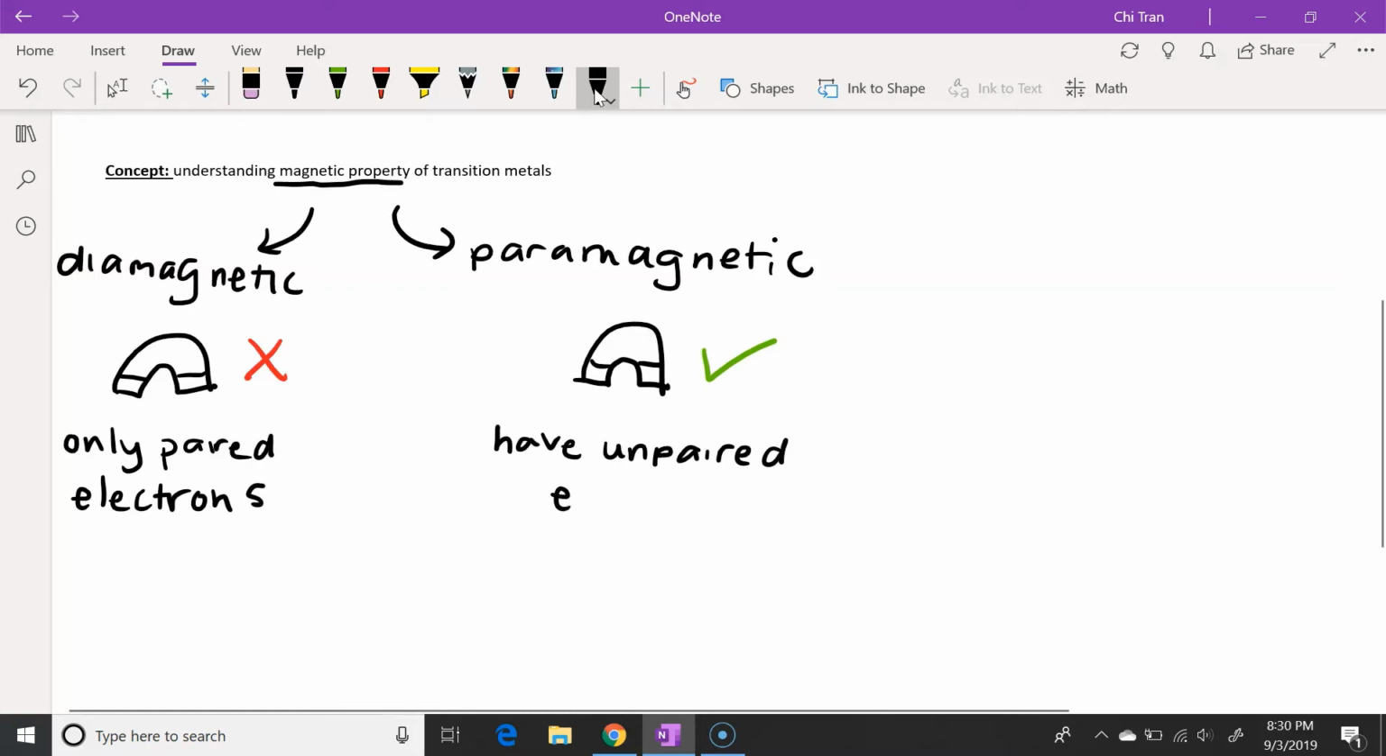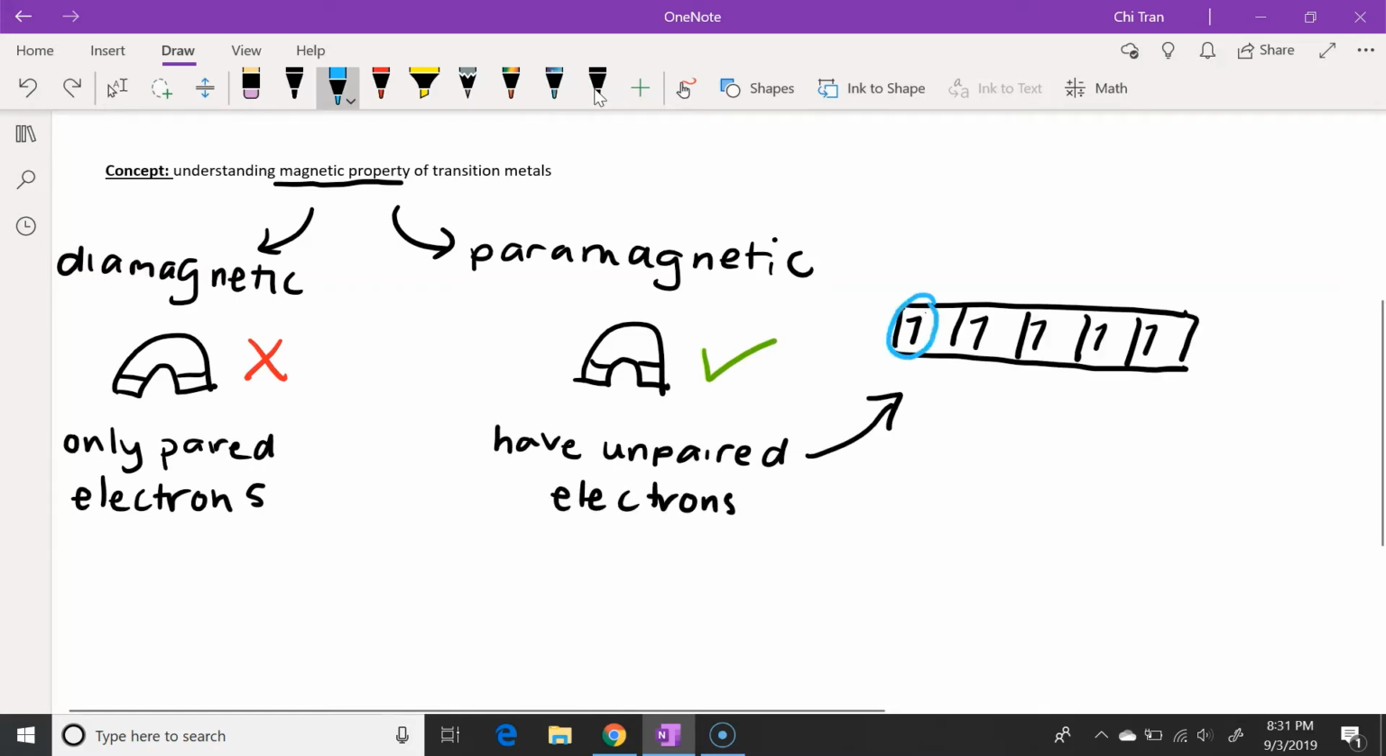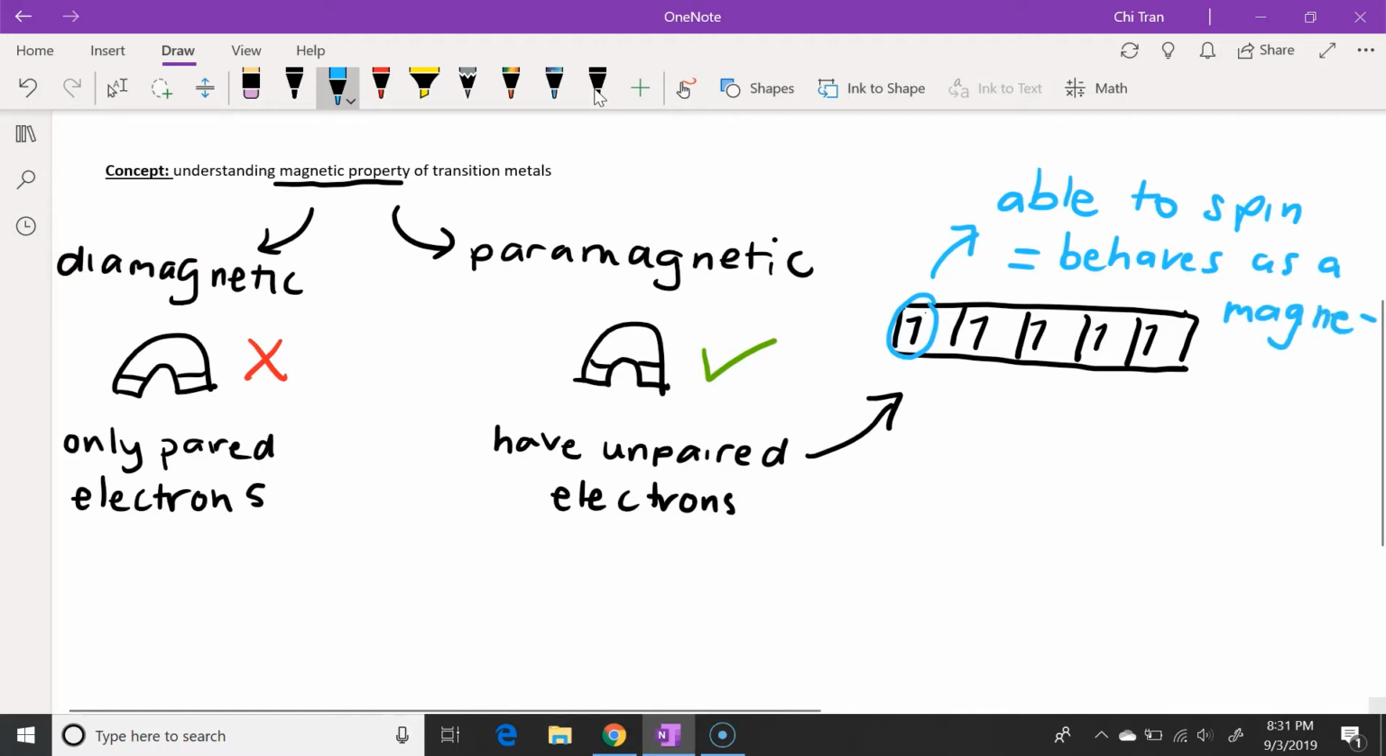So if we were to draw out the unpaired electrons in its orbital, it would look something like this. And the unpaired electrons are able to have space to spin, which allows it to behave like a magnet and attract external magnetic force. But if we were to have another electron occupying the same orbital, it won't have the space to spin, therefore it cannot act as a magnet.